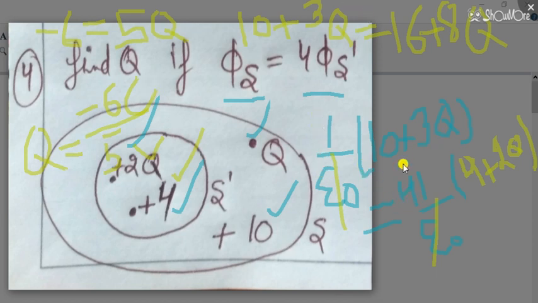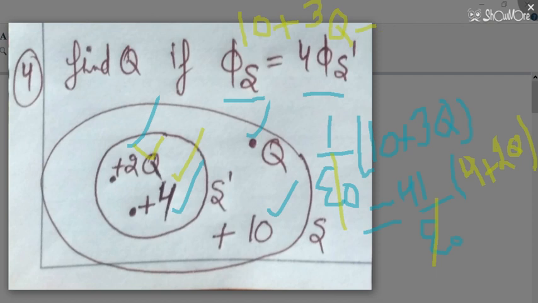1 by epsilon naught times 10 plus 3q. 10 plus 4, 14 should be there. So students, 14 should be here. There is a mistake. Okay, so I am doing it again. Wait, 10 plus 4 should be 14. Students, wait, I am just doing the question again. There is some calculation mistake, so I am erasing it. Wait.